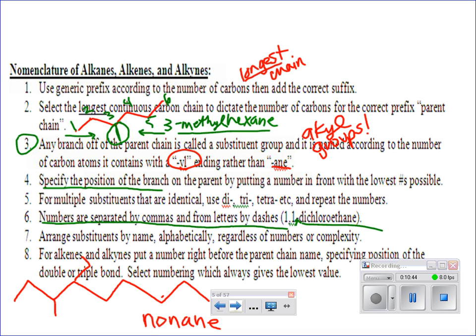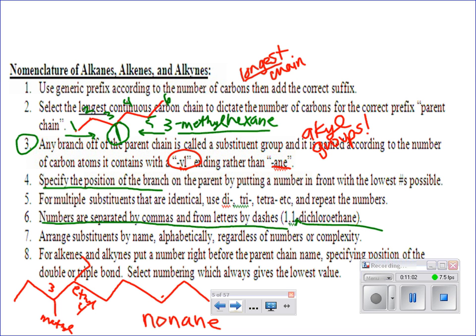We've got on carbon 3, other direction, it's much higher, correct? So I'm going from left to right. On carbon 3, we have what kind of group? A methyl. And what do we have on 4? An ethyl on 4.